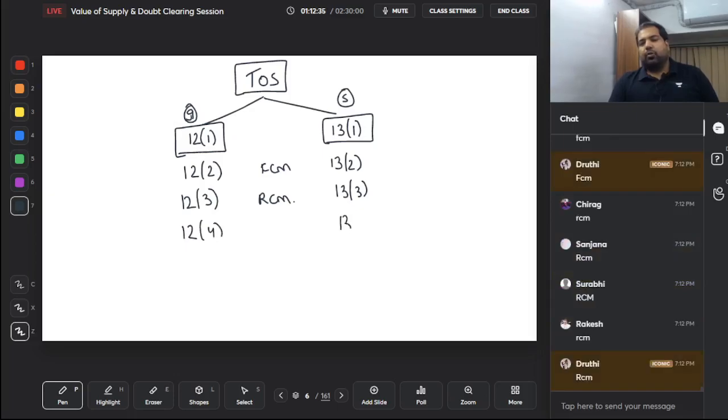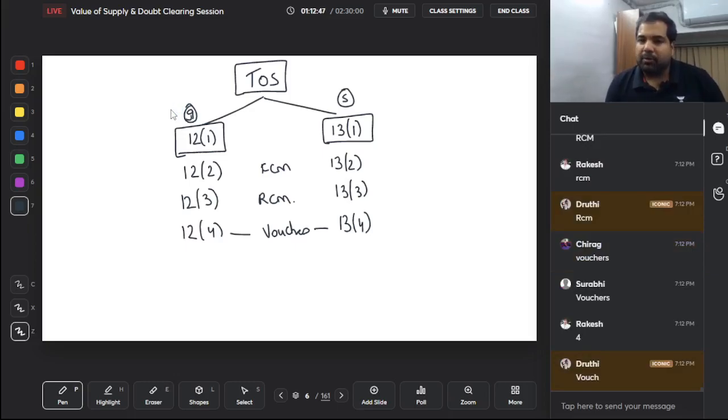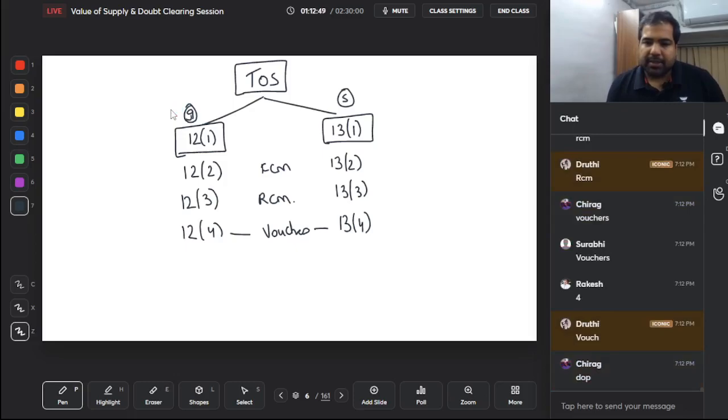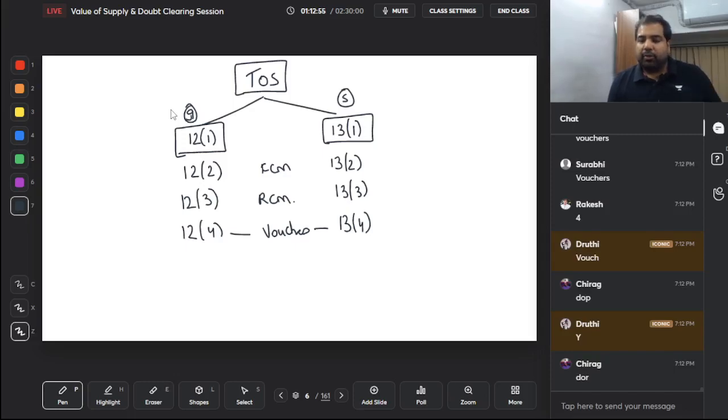12.4 and 13.4 are for what, guys? How many vouchers? 4 vouchers. Let's start. For vouchers, guys, if you know the supply is identifiable, then whenever you purchase, is that the time of supply? Yes. And if you don't know whether the supply is identifiable or not, like an Amazon voucher, the date you redeem, is that the place of supply, time of supply? Yes.